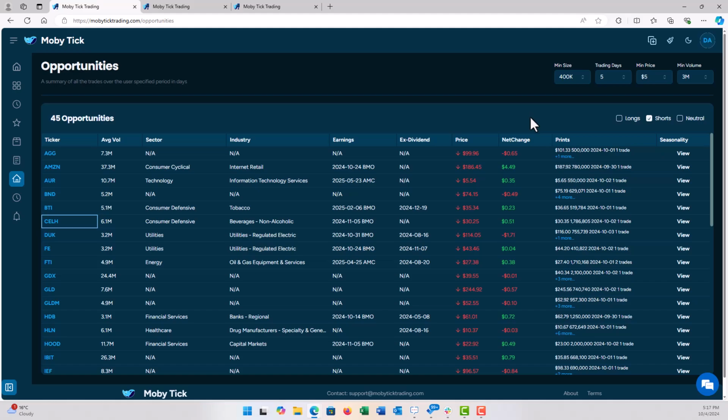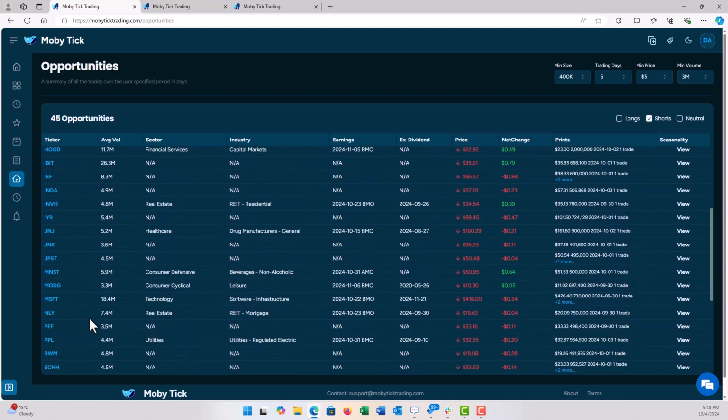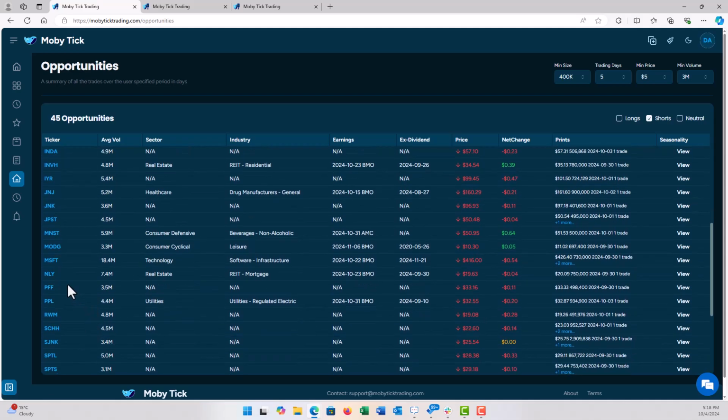So when we look at the shorts here, we're looking for things that are down on the day and below the prints. So AGG is bonds. That one's kind of slow. If you were going to trade bonds, you'd want to do like TLT or something. But let's go and see what we can find here. Okay, Microsoft here. Let's look at that one. It's at $416. It's down a little bit on the day.